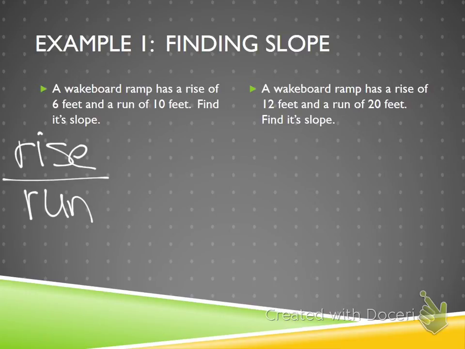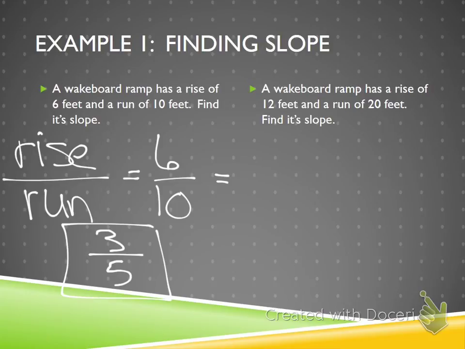Now we're just going to substitute the values that the problem gives us. The wakeboard ramp has a rise of 6 feet and a run of 10 feet. Find its slope. Rise over run, and reduce to 3/5, and that's its slope. We write the slope as a fraction. We don't write it as a mixed number. If it's improper, leave it. If it can be reduced, reduce it, but do not change it to a mixed number. Do the second one.